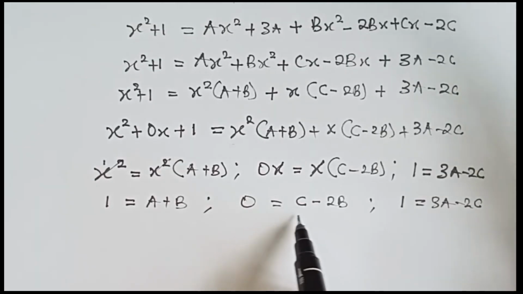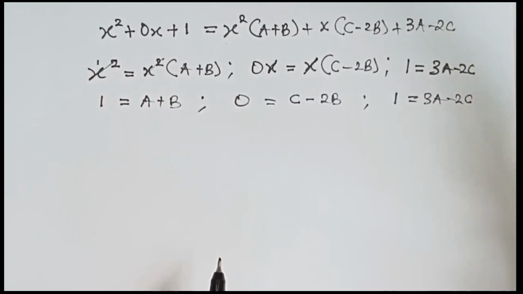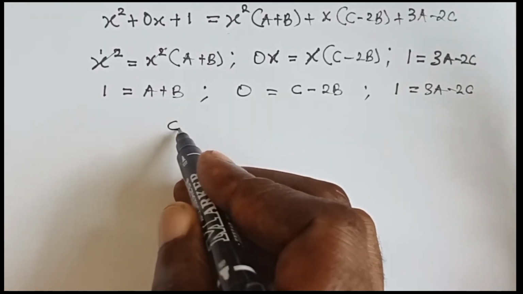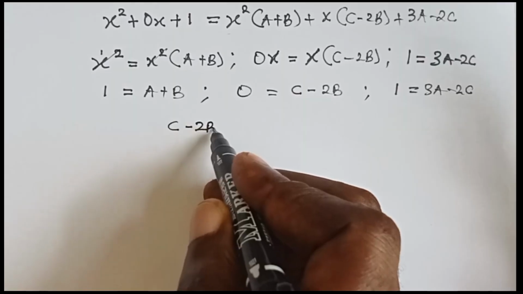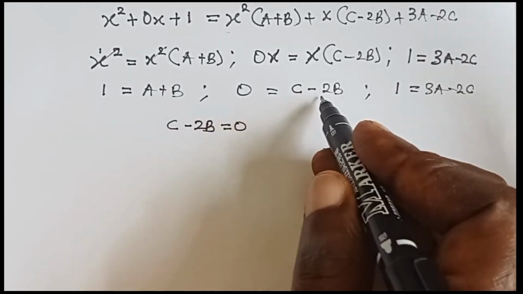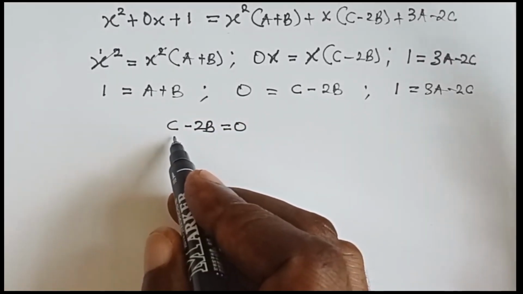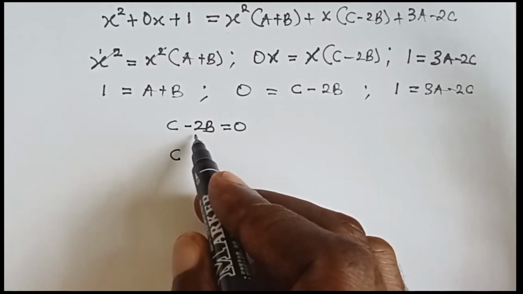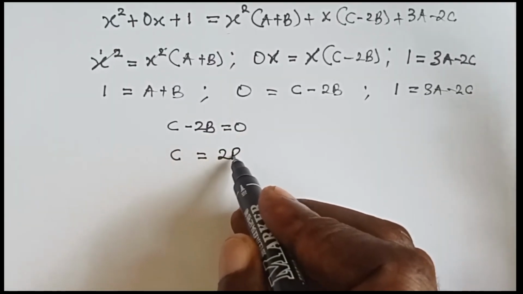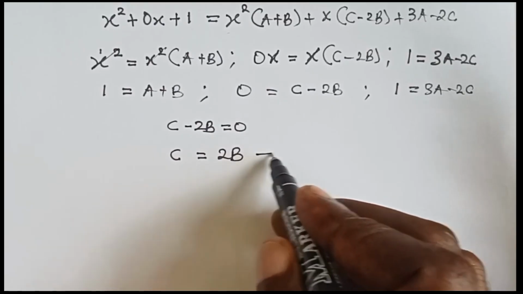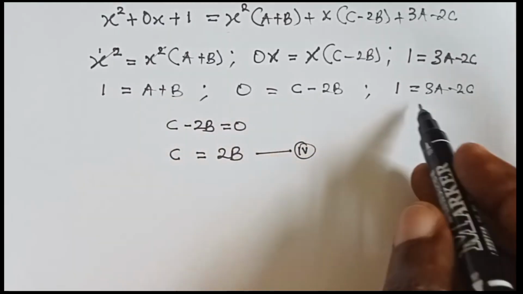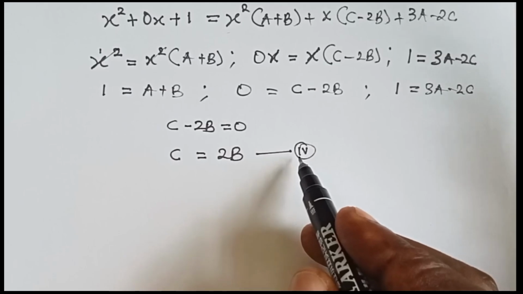Now from the second equation, from equation 2, which is c minus 2b equals 0, let's make c the subject of the formula. What is c? c is equal to, if you bring minus 2b to that side, it becomes plus 2b. Right, so we can call this equation 4.